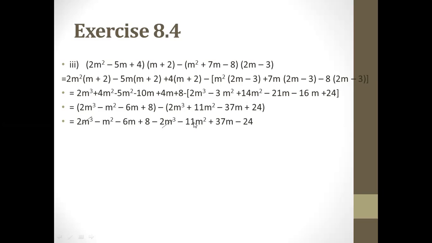Here minus m square minus 11m square, it will be minus 12m square, same variable with same power, minus 6m plus 37m, so plus 31m, because 37 subtract 6, so we get 31m with plus sign because 37 is a greater number. Plus 8 and minus 24. So from 24 we subtract 8 and put the sign of minus like this. Minus m square, same variable, we write it side by side. So we get minus 12m square plus 31m and minus 16. So this is the required answer.